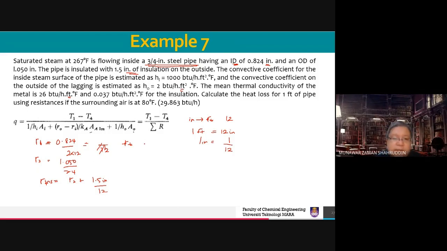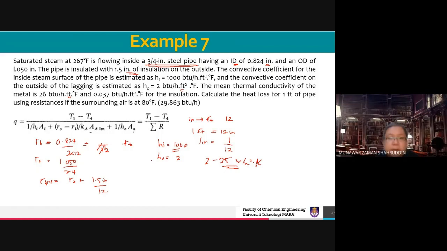Convection: inside is hi, outside. Inside is 1000, outside is 2. Normally this is the ambient, and its range is 2 to 25 watt per meter square Kelvin. That is the normal range for ambient convection. This one is the process convection, 1000.